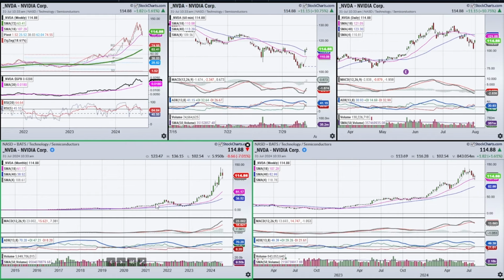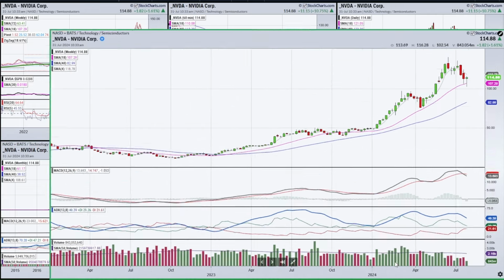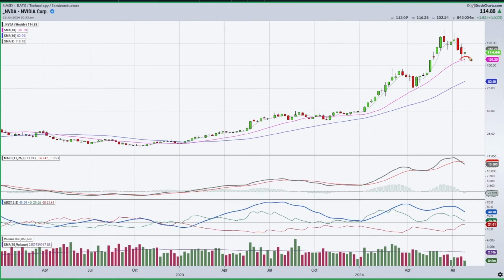Okay, let's look at NVIDIA real briefly. I'm going to start going through some of these requests. So this was a pretty sharp pullback, right? But look at what it did. All it's done so far is correct back to the 18-week. Look at where we turned around. We turned around right at the 18-week. Look at where it did last time. I mean, I'm not making this up. This 18-week is pretty powerful. 18 on any time frame will do this.